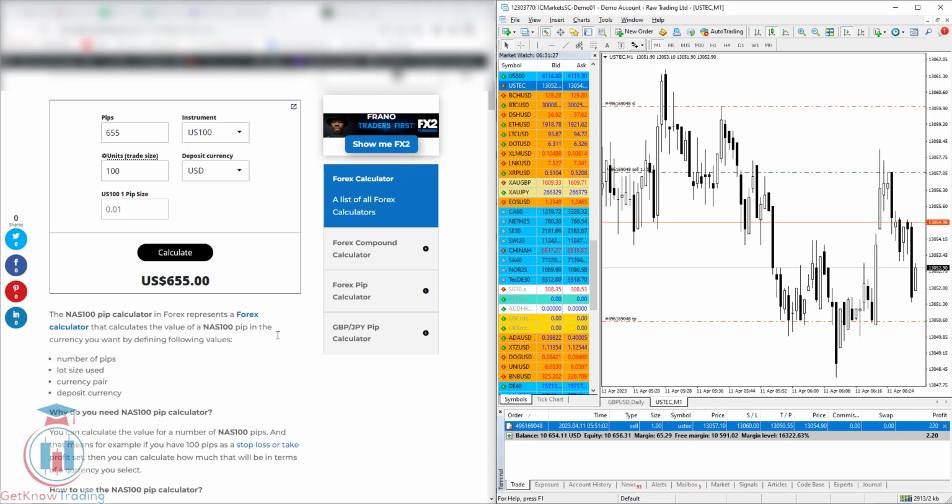So this is a Pip calculator for the NASDAQ 100, which is a very important tool if you want to calculate the risk and the reward ratio on each trade that you open, because this is very important that you know how much the profit or the loss will be on this trade based on the number of pips.